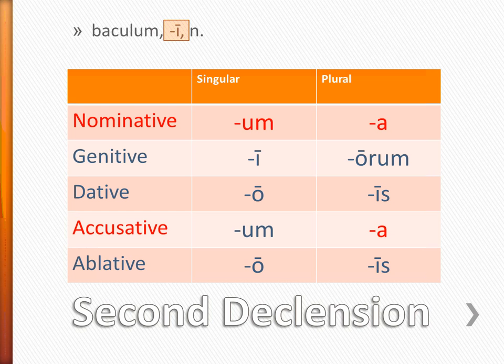Now the second declension sometimes has neuter words in it, like baculum, and it'll have an N next to it to show you that it's neuter. And the only thing that's different for neuters are nominative and accusative. So instead of saying us, e, o, it's um, o, and the plural of words is a. Um, i, o, a, orum, is, a, is. But the rest of them stay the same.